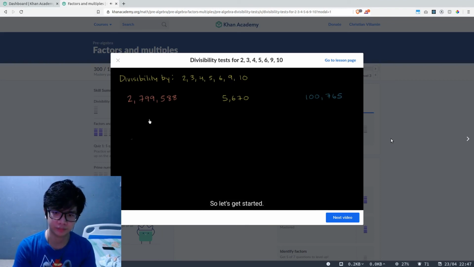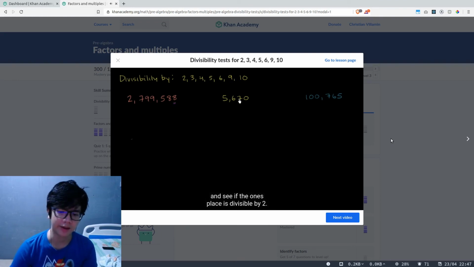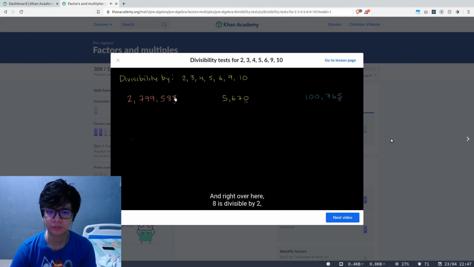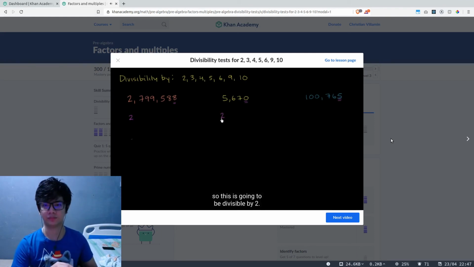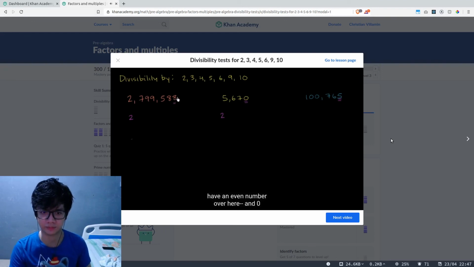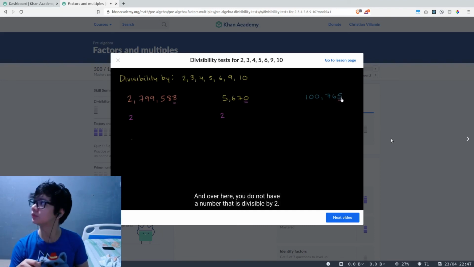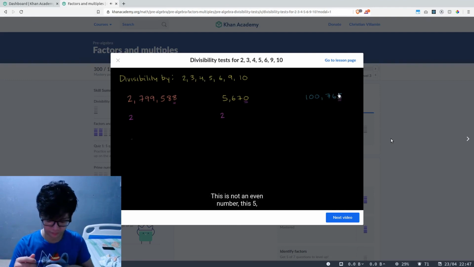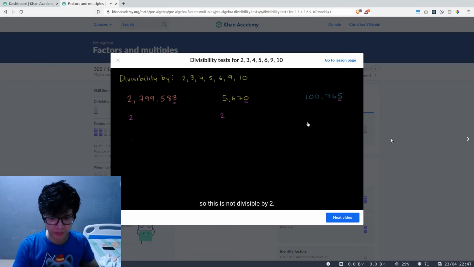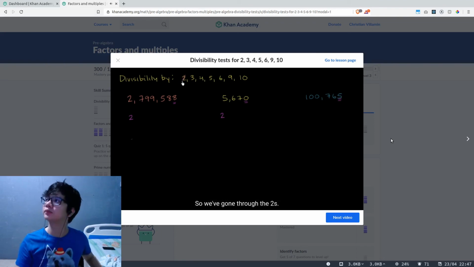So let's get started. To test whether any of these are divisible by 2, you really just have to look at the ones place and see if the ones place is divisible by 2. And right over here, 8 is divisible by 2, so this thing is going to be divisible by 2. 0 is considered to be divisible by 2, so this is going to be divisible by 2. Another way to think about it is if you have an even number over here, and 0 is considered to be an even number, then you're going to be divisible by 2. And over here, you do not have a number that is divisible by 2. This 5 is not an even number, so this is not divisible by 2, so I won't write any 2 there. So we've gone through the 2's.